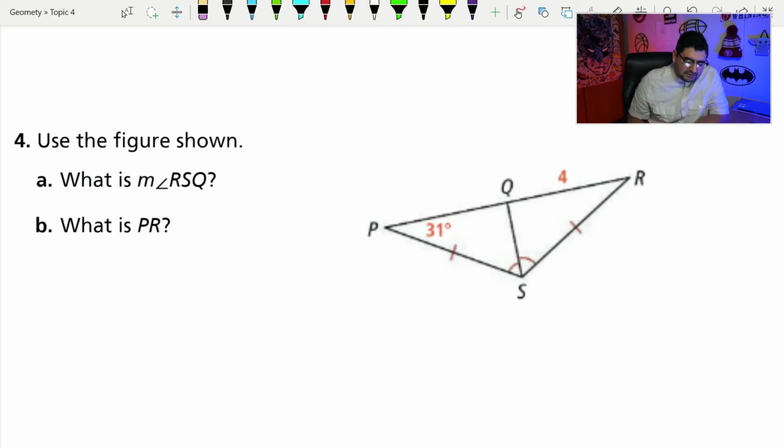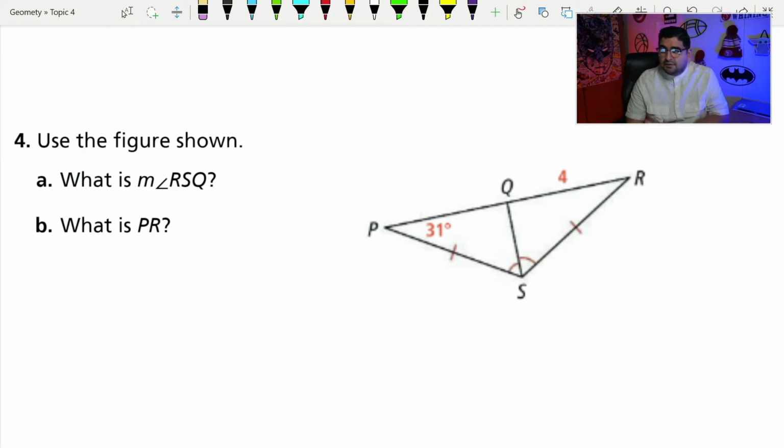Well, let's take this piece by piece. They want to find out what this angle right here is. The only way I'd be able to figure this out is if I can find out what this angle is and what this angle is. If I can find this inner angle right here, then I can find what this angle is, and because these two are congruent, I'd know what RSQ is.